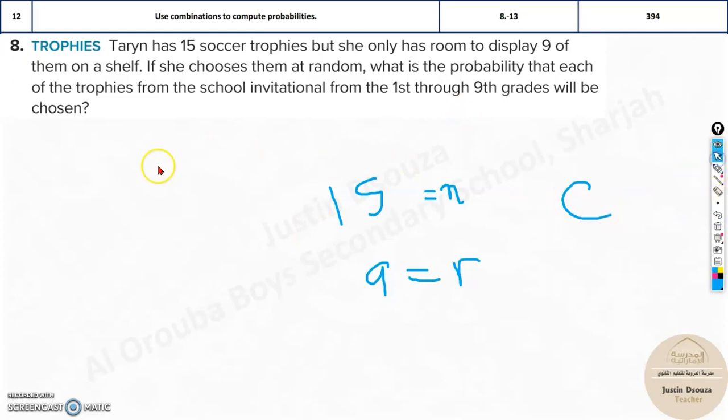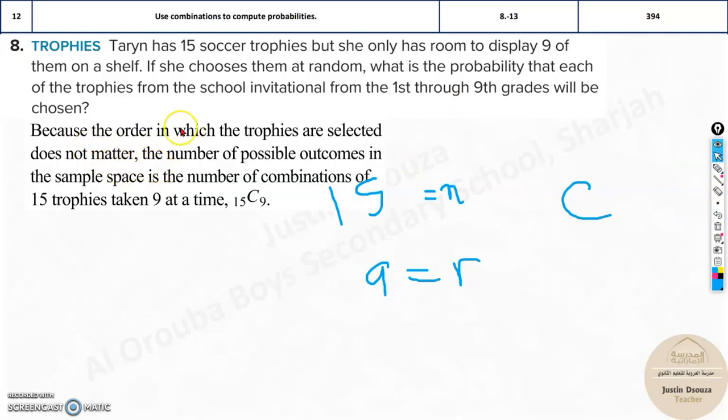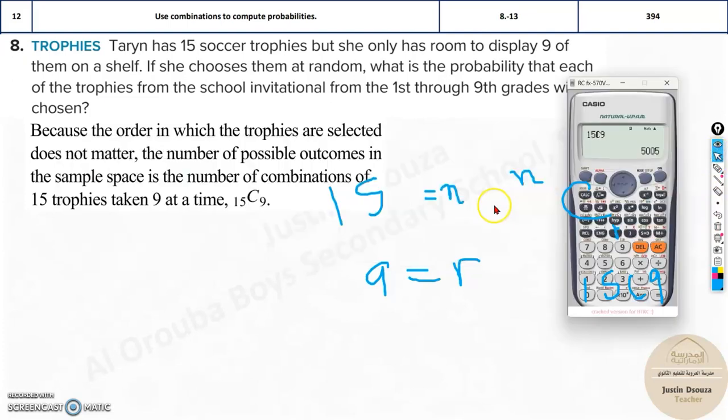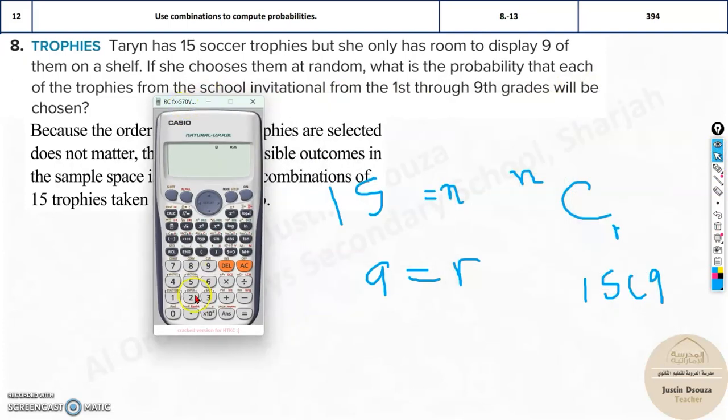So because the order does not matter, this is a combination problem. When we have a combination, it's nCr, so it is 15C9. You can just put this in the calculator directly. 15, shift, use the division symbol, and the r value is 9, and that is the answer. So these are the total possible ways to select 9 out of 15.